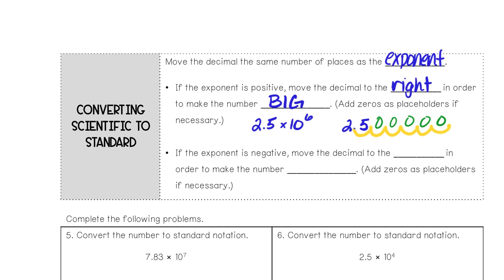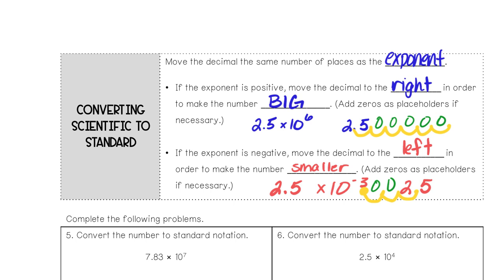Now, on the other side of that, if the exponent is negative, you move the decimal to the left in order to make the number smaller. So, as another example, and I'll use 2.5 again, but this time I'm going to make it 10 to the negative 3. So I'm going to grab that 2.5 and I'm going to move that decimal 3 places to the left. And we still fill in those valleys with zeros.